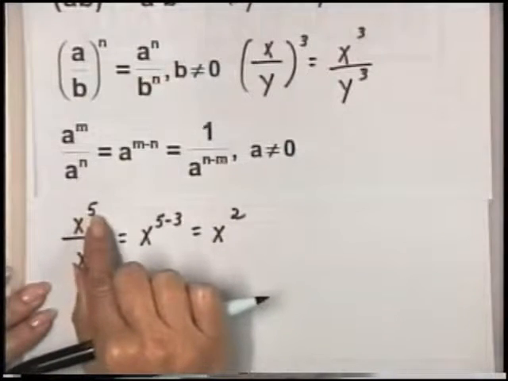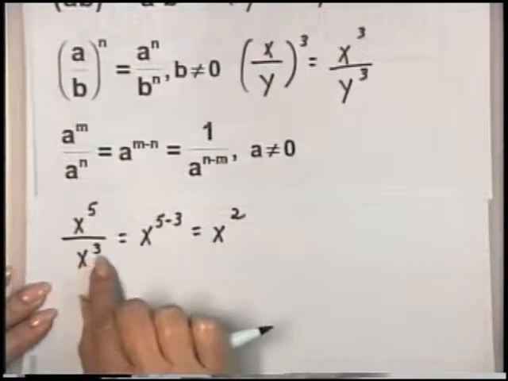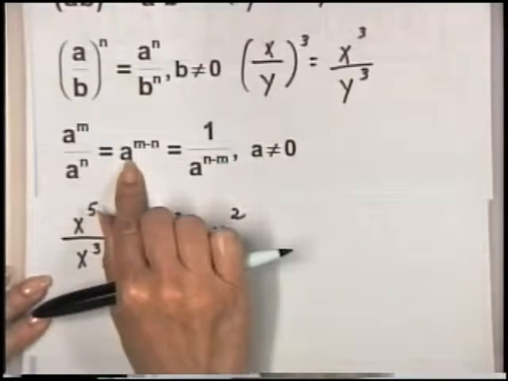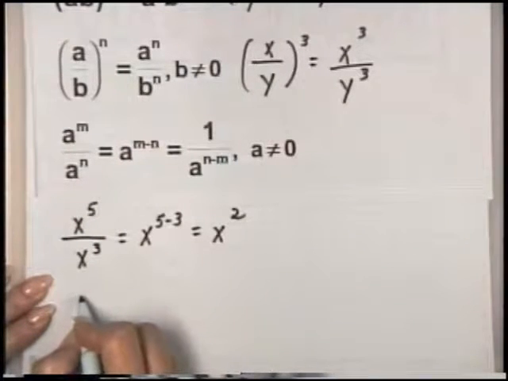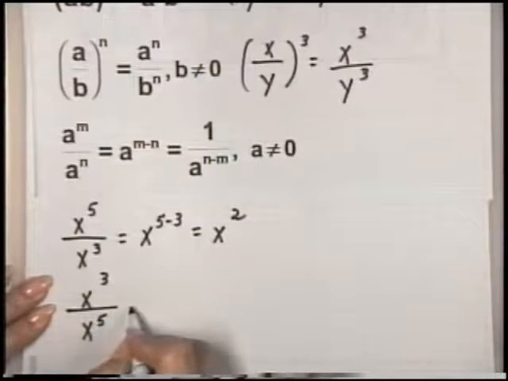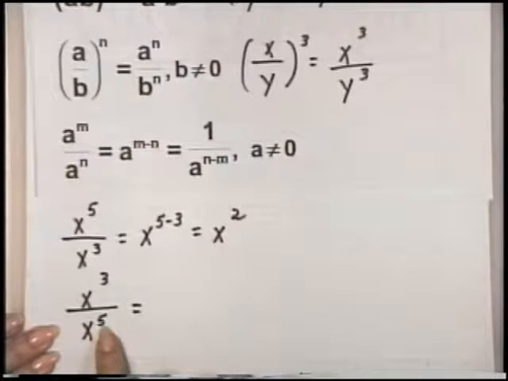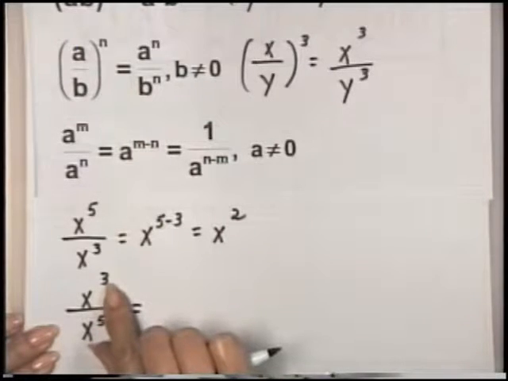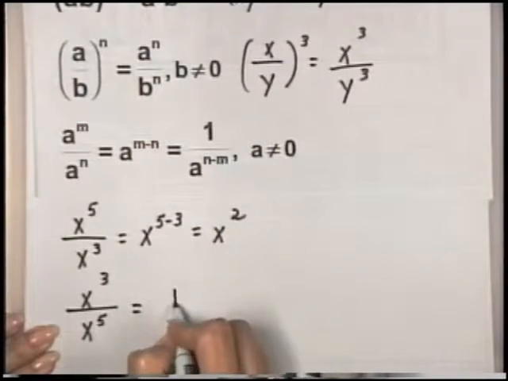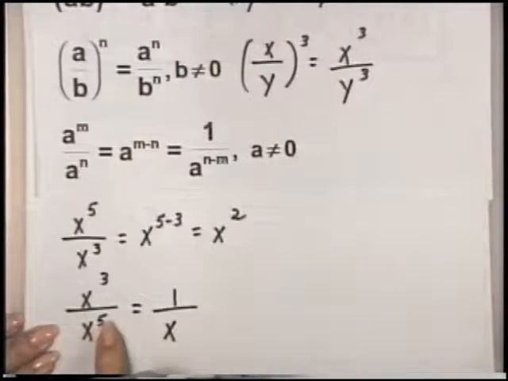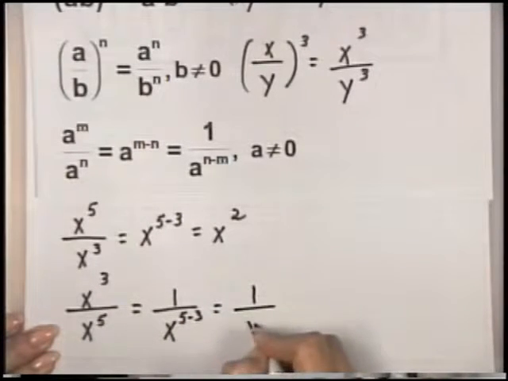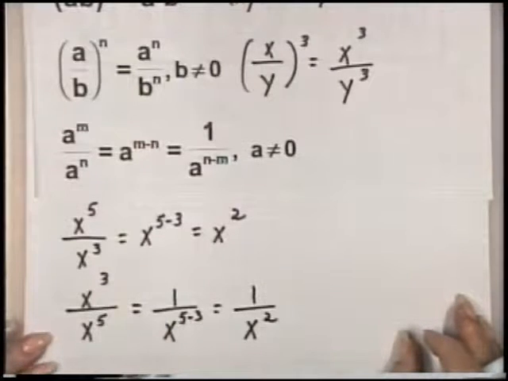Now, when my exponent in the numerator is greater than the exponent in the denominator, then I use this first rule. But if instead I had x to the 3rd power over x to the 5th power, notice my exponent in the denominator is greater than my exponent in the numerator, then I use this second rule. It is equal to 1 over x to the 5 subtract 3, which is 1 over x squared.